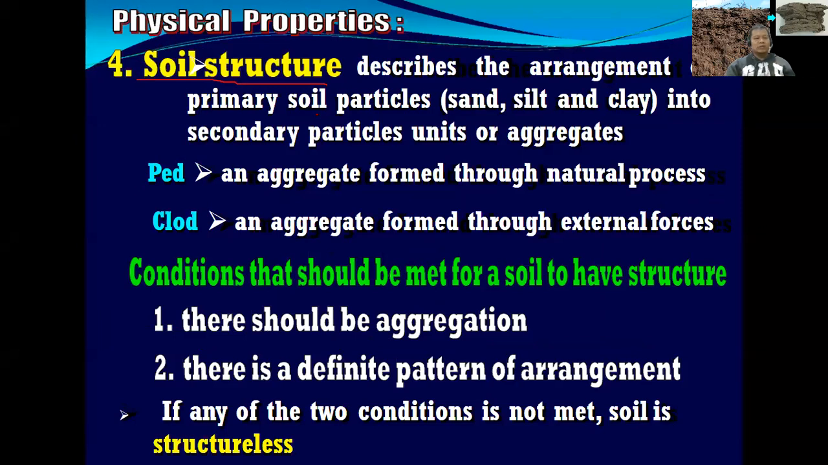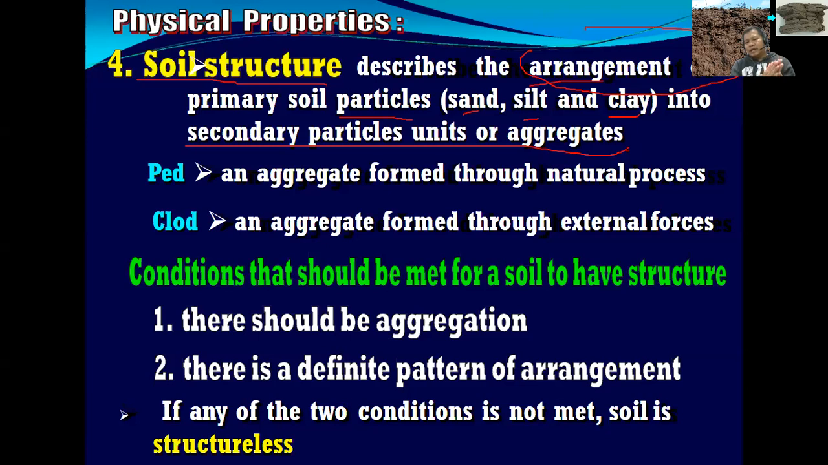Okay, soil structure. What is this as compared to soil texture that we discussed earlier in the previous topic, soil physics 2? Structure describes the arrangement of the primary particles. What are those primary particles? Primary particles are sand, silt, and clay, or the three soil separates. Again, soil structure describes the arrangement of primary soil particles into secondary particle units or aggregates. So structure is just an arrangement of the particle units or aggregates.